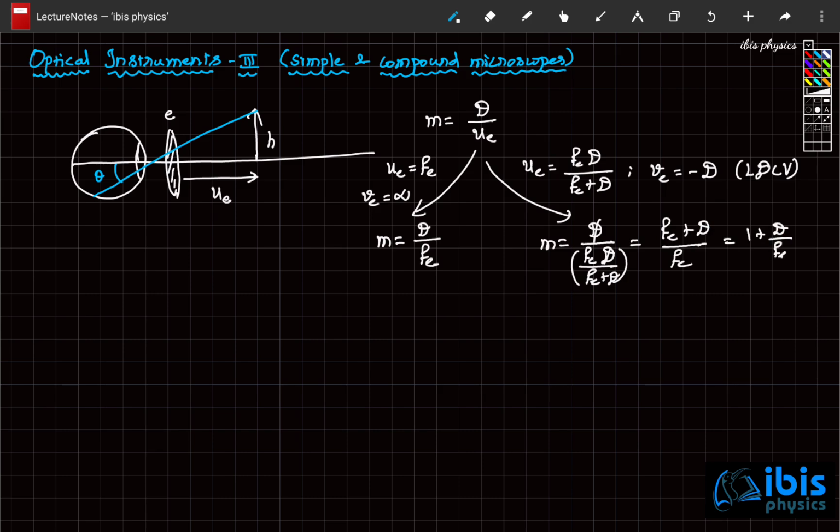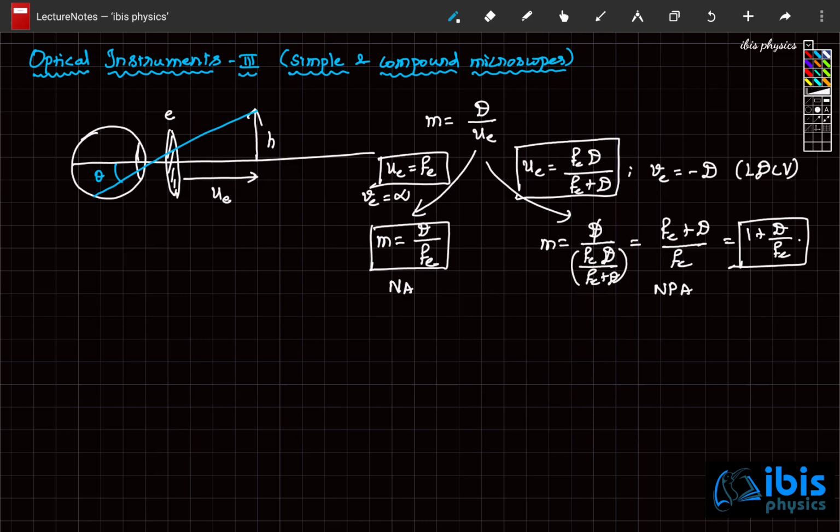So the magnification in case of normal adjustment is d by Fe. The magnification in case of near point adjustment is 1 plus d by Fe. So ue for near point adjustment is Fe into d divided by Fe plus d, and ue for normal adjustment is Fe. Normal adjustment means the final image must be formed at infinity. Near point adjustment means the final image must be formed at the least distance for clear vision, or near point.